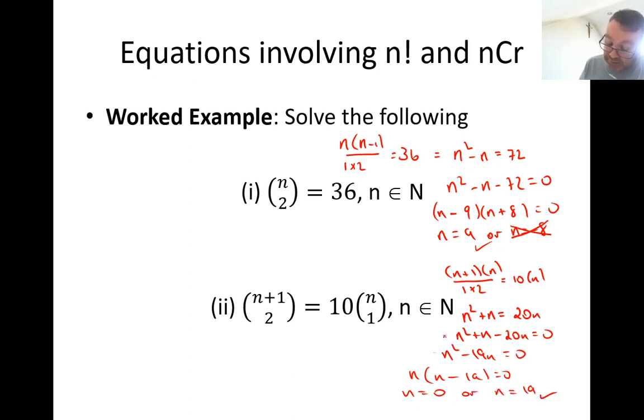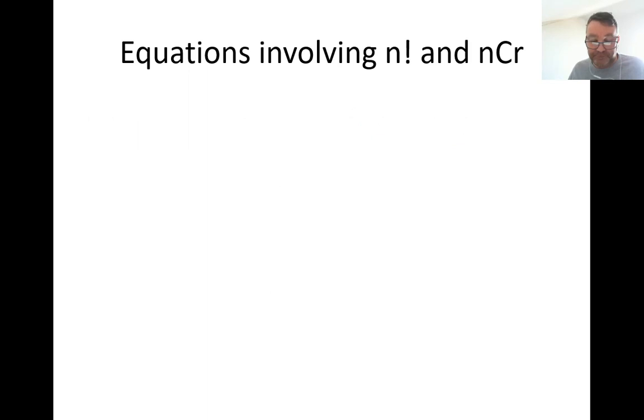And again, look, reject the 0 because it's natural numbers. Remember, we said this in 5th year, natural numbers don't contain 0. If they wanted to contain 0, they'd have a little 0 down here, which is not the case in this question.